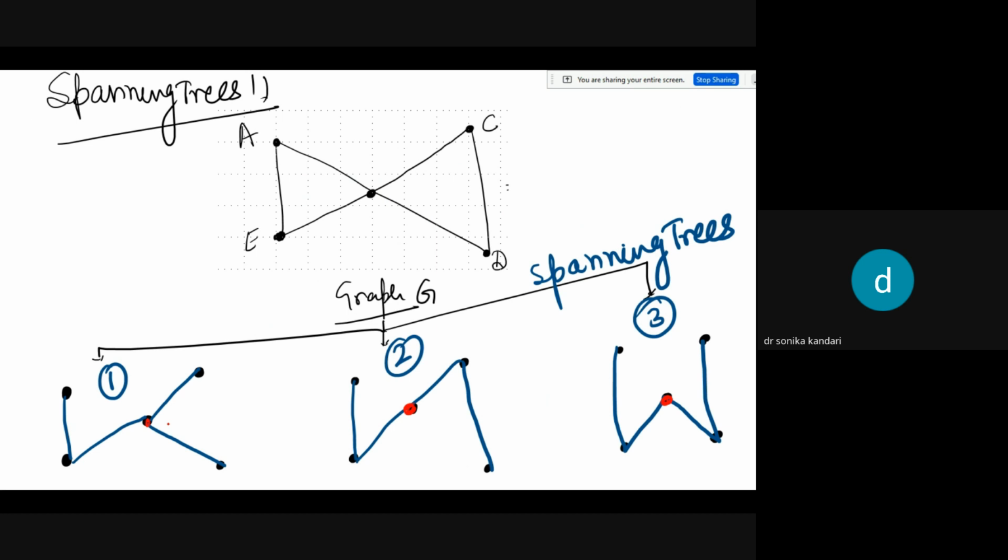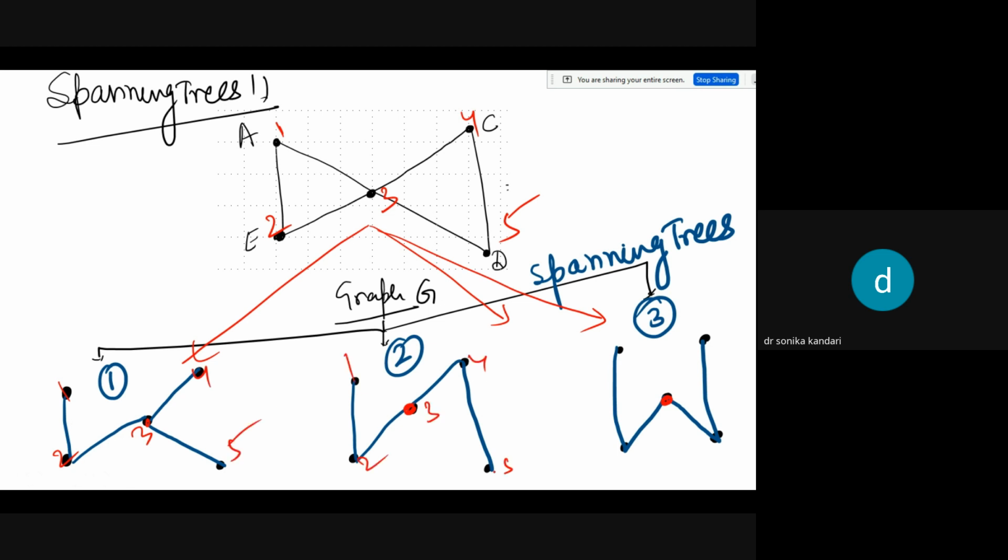So for the above diagram, we have made 3 spanning trees. What can be other spanning trees? See, there are 5 vertices: 1, 2, 3, 4, 5. Is there any cycle? No. Is there any cycle? No. Is there any cycle? No. It means all these 3 are spanning trees of graph G.